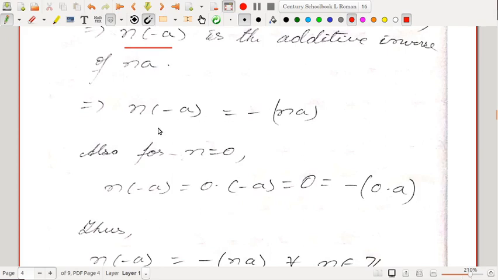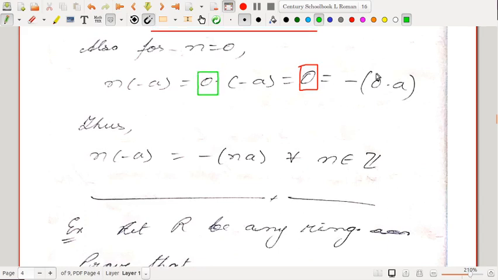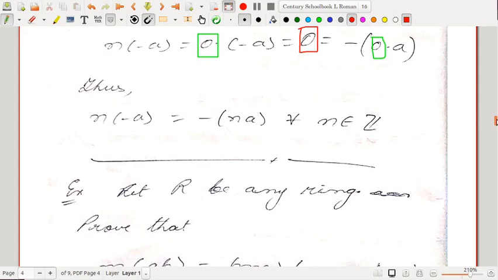So n into minus a is minus of na, and for n equal to 0, we have n into minus a is 0, and this 0 can also be written as minus of 0 into a. So this 0 here is the 0 element of the ring, and this 0 here is the integer 0. Similarly, this 0 here is also the integer 0. So you can identify. So we have proved the result for any given integer.